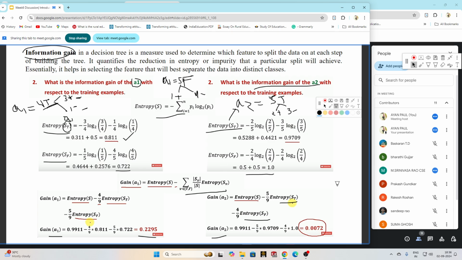So is this clear? Any doubt in finding the information gain? Kindly let me know.